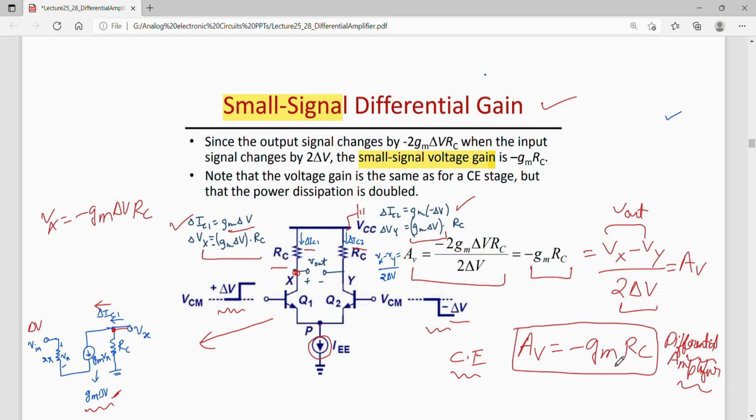So then what is the difference between these two configurations? The difference lies in the power dissipation, which is actually doubled in the differential pair. Because you have two transistors, both drawing power from VCC in terms of current drawn from VCC, which is my power supply. So power dissipation here is doubled in comparison to a common emitter stage.